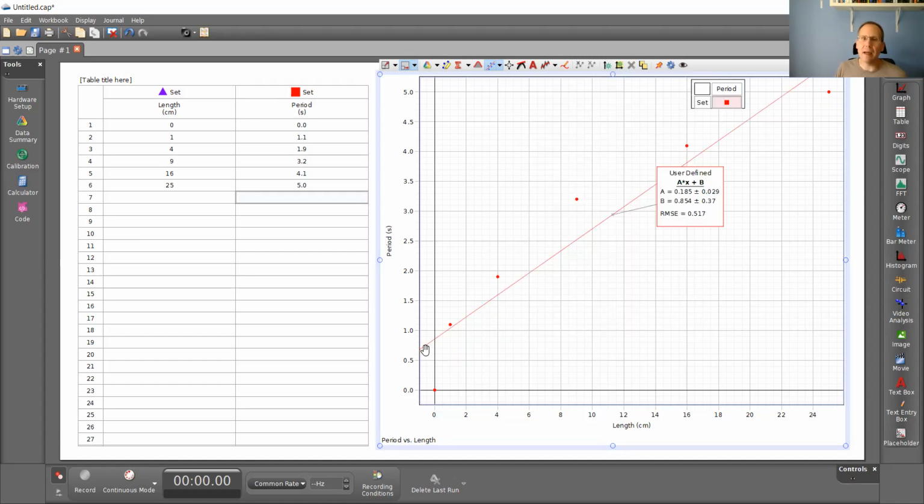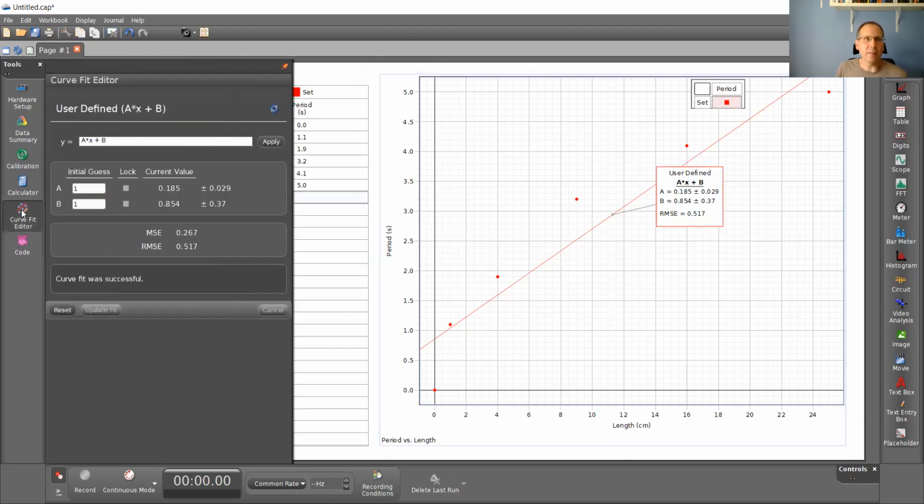What it does is it automatically assumes it's linear, right? So you click on the information for the user defined function, it'll bring up this curve fit editor icon here. And you can also get it by clicking on this right here, either or. So let me just click on curve fit editor. And notice that it's giving you a general linear equation, right? So y equals ax plus b. A is sort of the slope in this case, sort of like mx plus b.